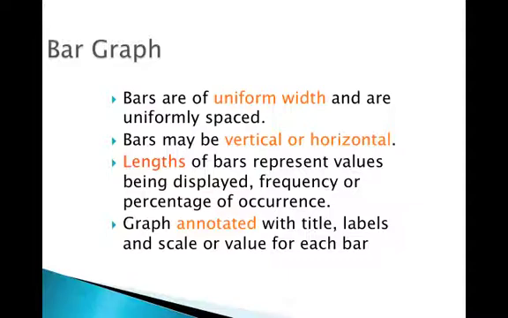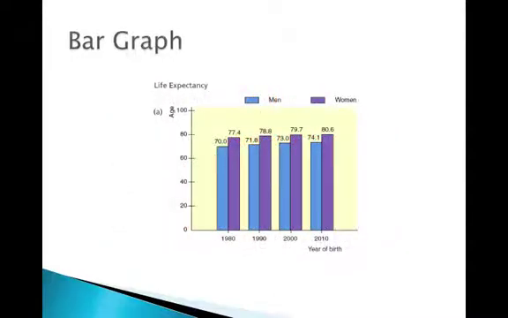And your graph, as always, should be annotated with the title, labels, and a scale or value for each bar, so that people know if you're looking at frequency or percent. So here's a picture of a bar chart where we're looking at two distributions, the distribution of men and women and their age versus the year that they were born. So they're treating your birth as a category. So you're either a 1980 baby, 1990 baby, 2000 baby, or 2010 baby. And then you've got your life expectancy and the age that the people are expected to live to. So there's your bar graph.